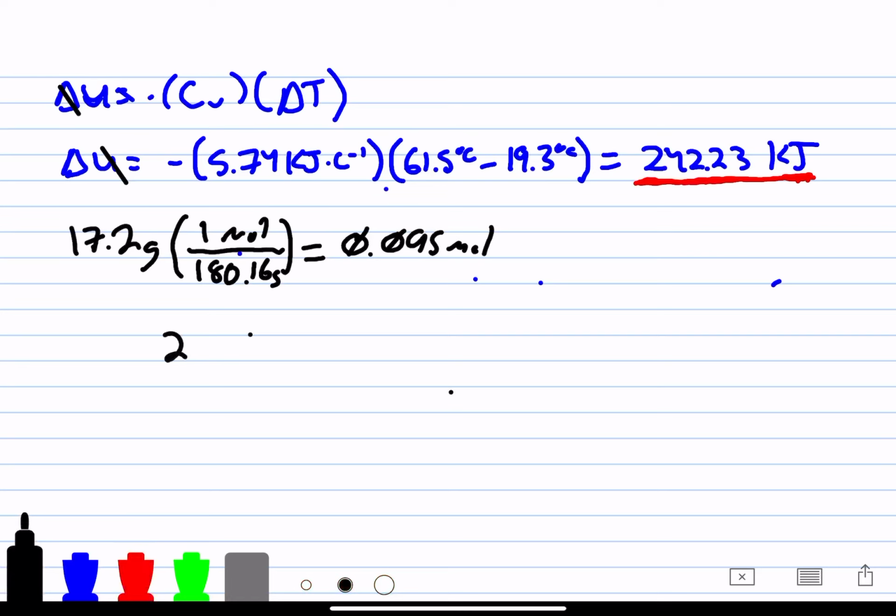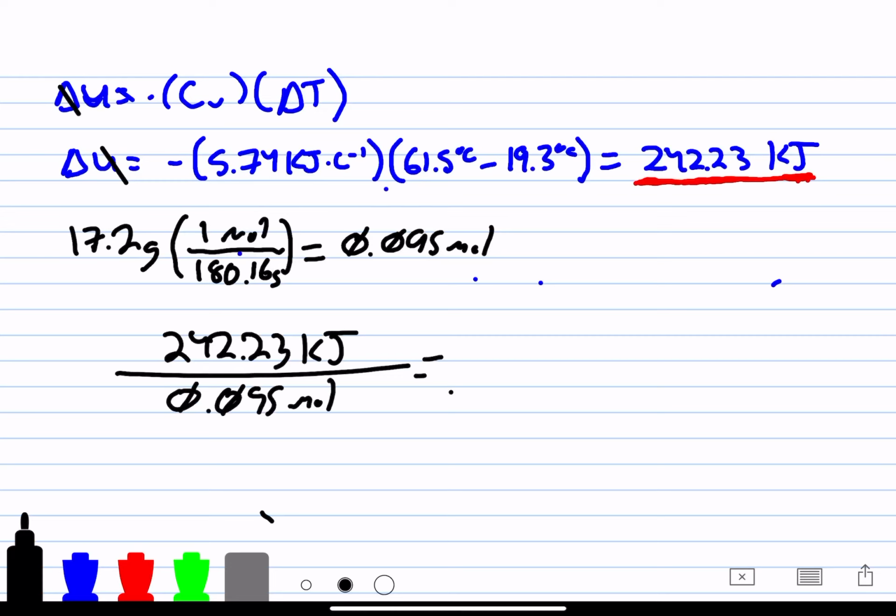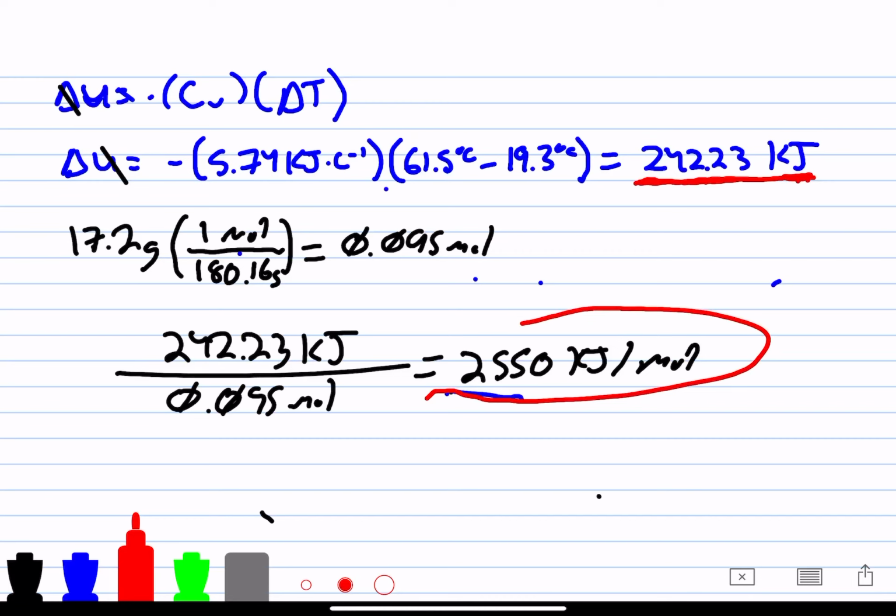So if we have 242.23 kilojoules and we divide it by 0.095 moles, that is going to come out to be 2550 kilojoules per mole. And that is our answer for number 8.